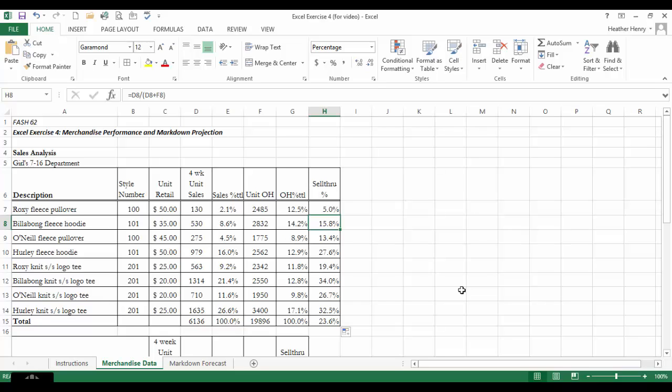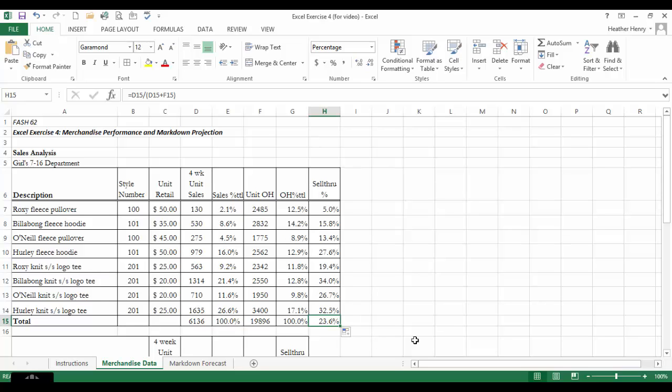Our Roxy knit short sleeve logo tee has a sell-through percent of 19.4%. Our Billabong knit short sleeve logo tee has a sell-through percent of 34%. Our O'Neill knit short sleeve logo tee has a sell-through percent of 26.7%. And our Hurley knit short sleeve logo tee has a sell-through percent of 32.5%. In total, our sell-through percent for all of these styles is 23.6%.